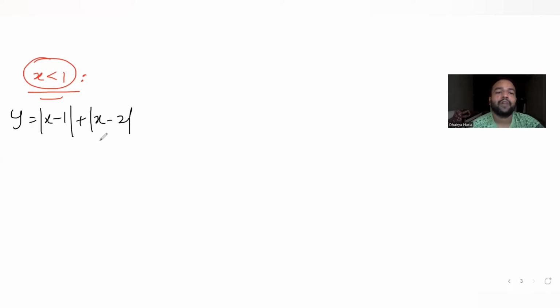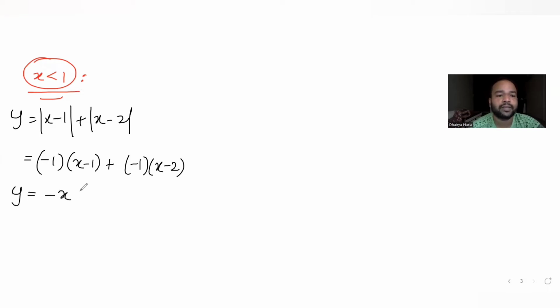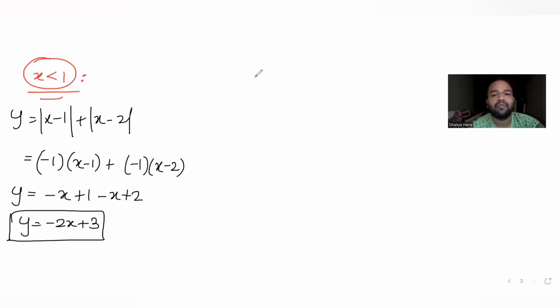Let's analyze our curve in these three regions. For x less than 1, I had y as mod of x minus 1 plus mod of x minus 2. If I put any value of x less than 1, let's say 0, then 0 minus 1 is negative, so whenever a negative expression is present inside the mod, you multiply it with minus 1. Similarly 0 minus 2 is also negative, so you multiply that also with minus 1. So you get y equal to minus x plus 1 minus x plus 2, so y becomes minus 2x plus 3. That's the equation of the line for x less than 1.